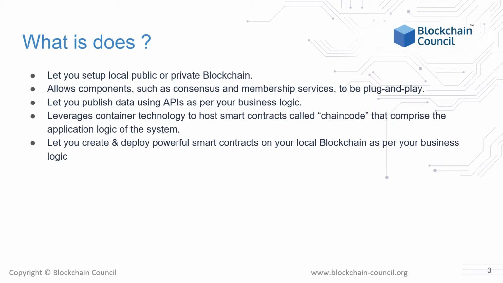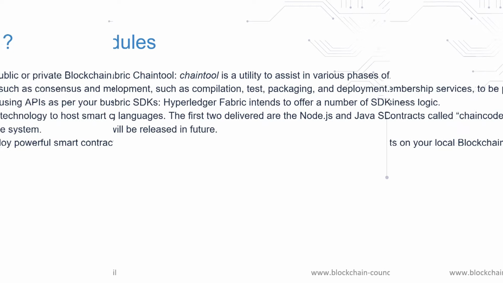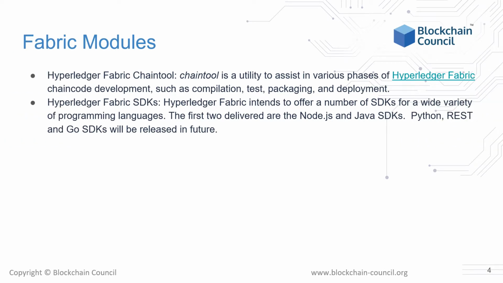It also leverages container technology to host smart contracts, which are called chain code, and that comprises the business logic for the applications. Hyperledger Fabric Chain Tool is a utility to assist in various phases of Hyperledger Fabric chain code development, such as compilation, test, packaging, and deployment. Working with Chain Tool generally involves structuring your chain code project route in a specific way, and then running various subcommands. Some commands, such as build, clean, and package, are used to manage general development activities.